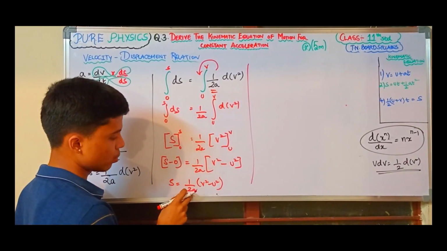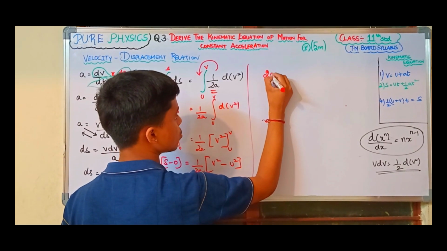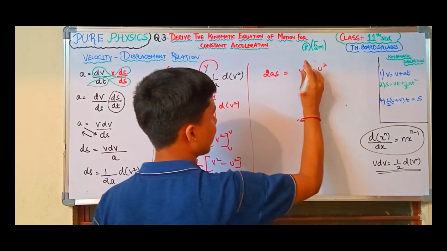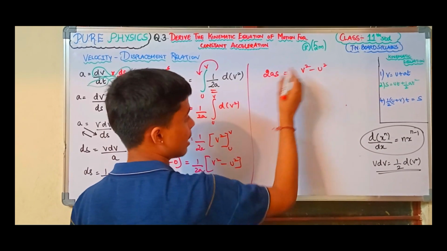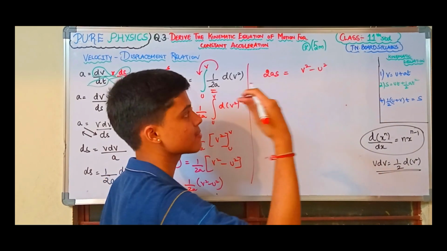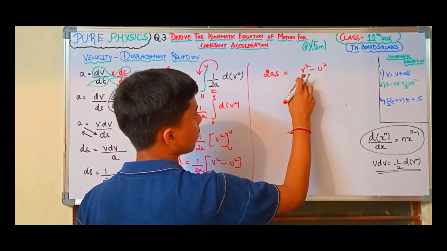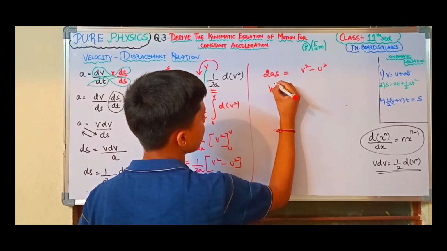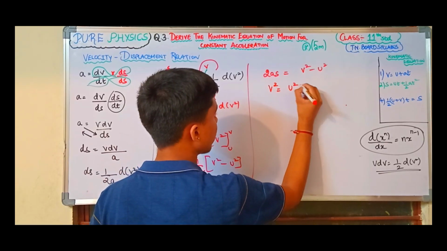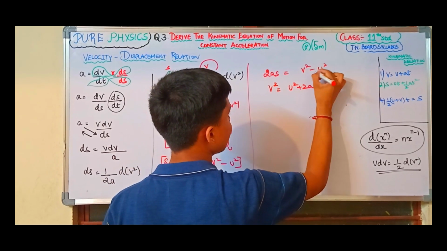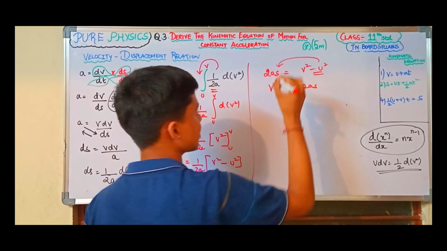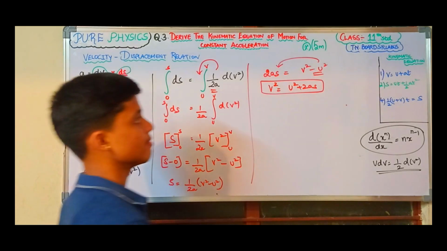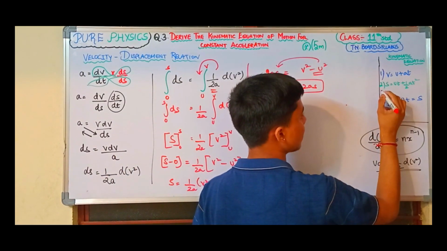I will take this 2a to the left hand side, where I will get 2as is equal to v square minus u square into 1. v square minus u square times 1 is v square minus u square. So now I'm going to bring this in terms of v square. When I bring this in terms of v square, I'll write v square is equal to u square plus 2as, because I am bringing this u square to the left hand side, so that minus will become plus, and I will get my final equation as v square is equal to u square plus 2as.